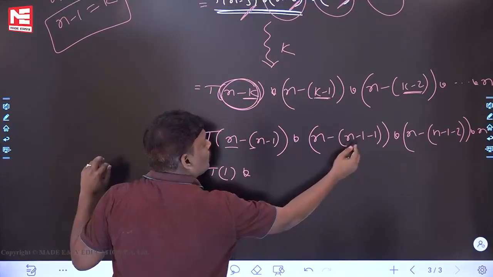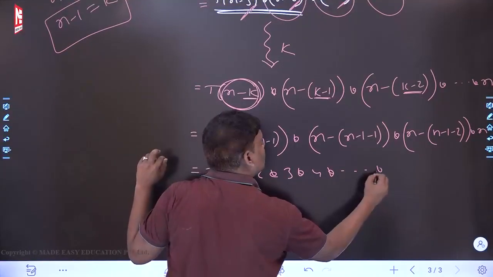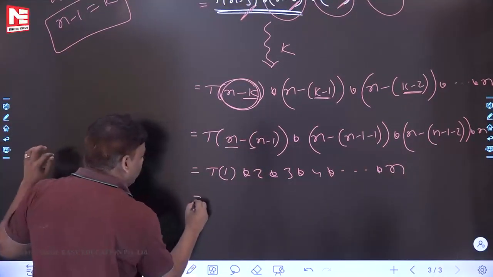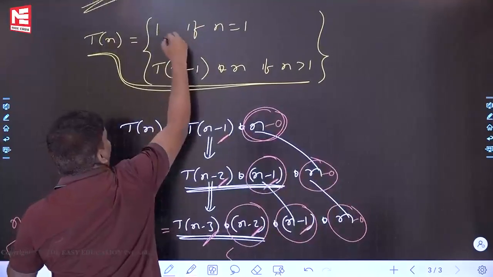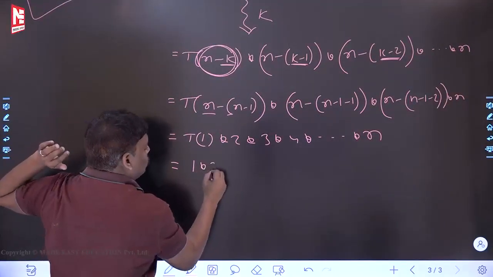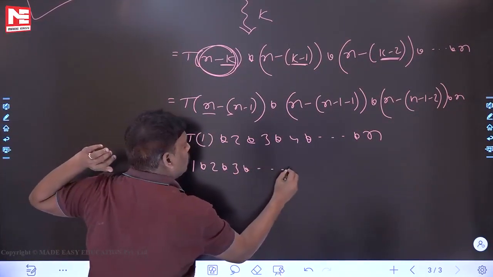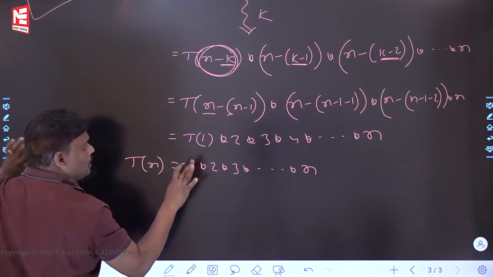What is the next one? I think n cancel, 2 here, 3 here, 4 here and so on. Lastly n is there. What is the T(1)? You know, termination condition T(1). What is the answer? T(1) is equal to 1 if n is equal to 1. True. What is the answer? This is 1 into 2 into 3 into and so on into n. Can you say what is this entire story? It is the T(n). T(n) is this much.